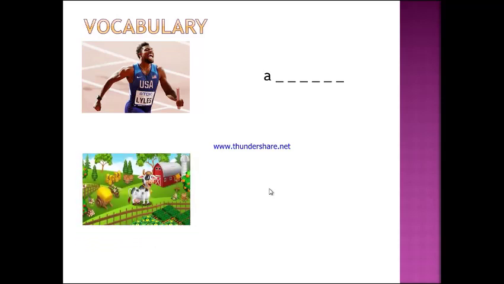The next picture is this one. Can you see the cow? You see the rice and the other things. So what is this place? It starts with letter F. I think it's an easy one.